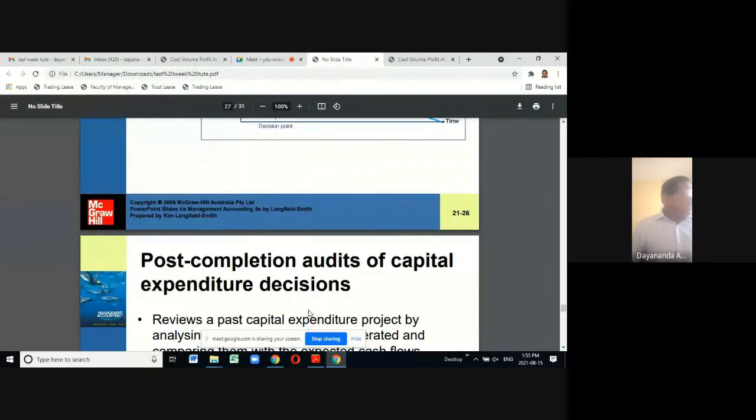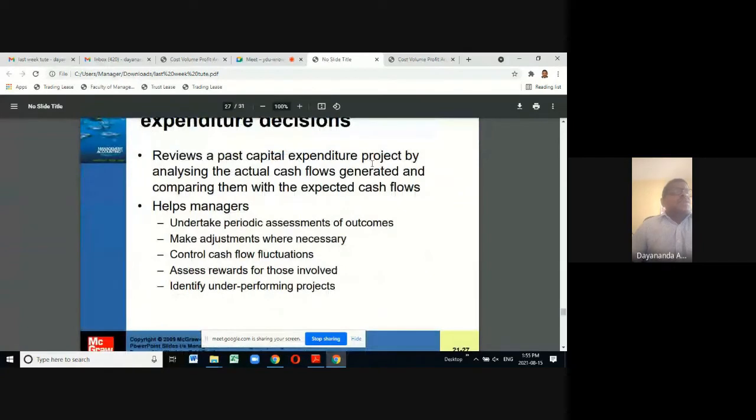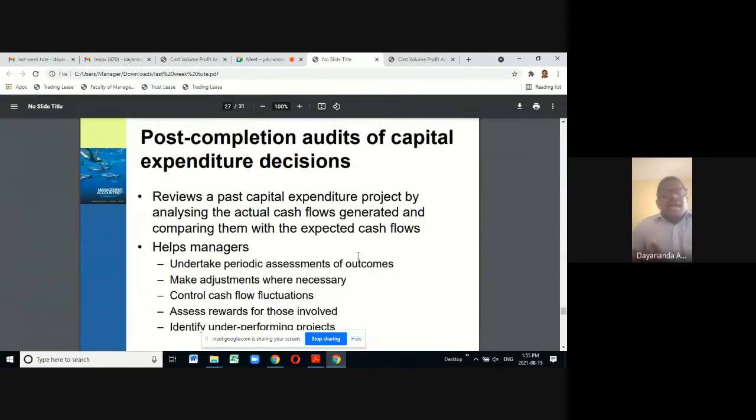Post completion audits of capital expenditure decisions. Review past capital expenditure and projects by analyzing cash flows generated and comparing with the expected cash flows. So this is the implementation monitoring part. Post completion is the monitoring part.